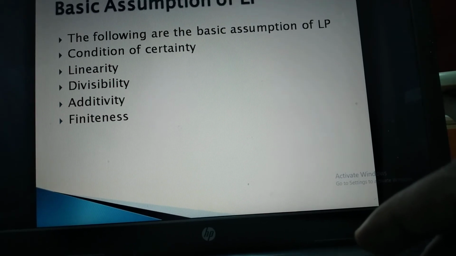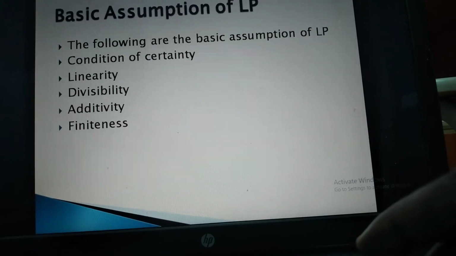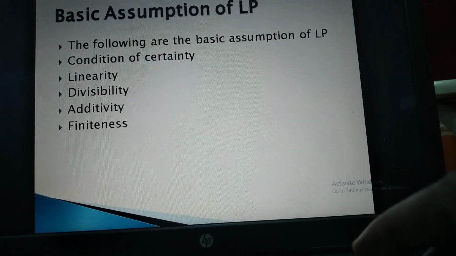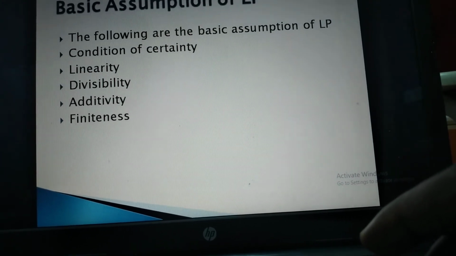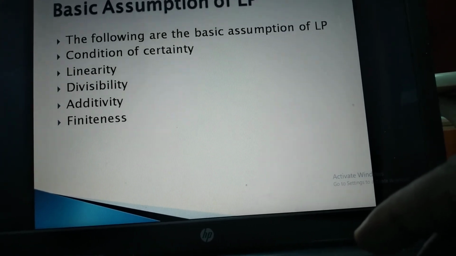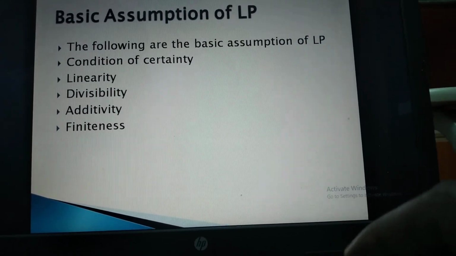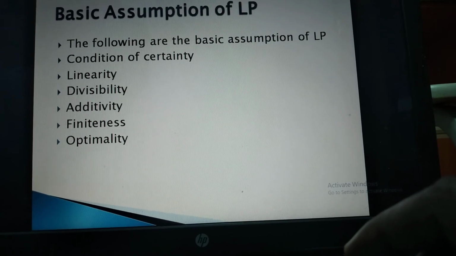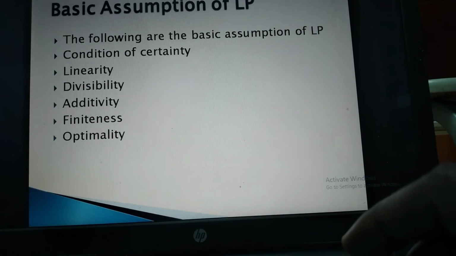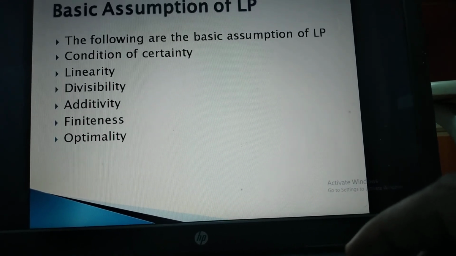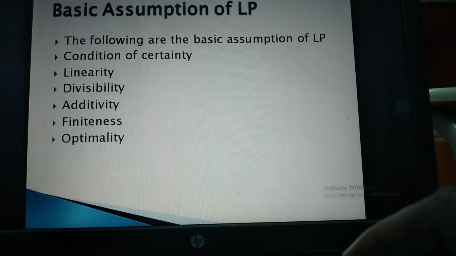Finiteness. Finiteness means the numbers, the equation that you're working out must have numbering. Your numbers must be evaluated. You must feature your problem in terms of numbers. Then optimality. Get the best solution. Optimality can be in 2 ways. Either you're minimizing your problem or you're maximizing your problem.